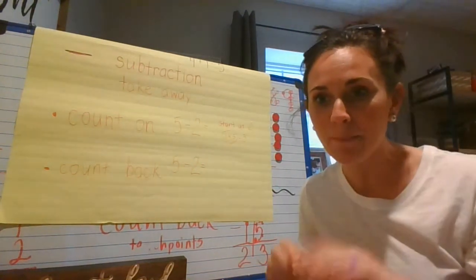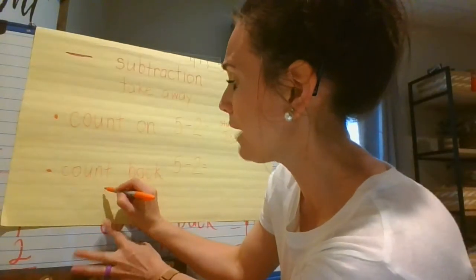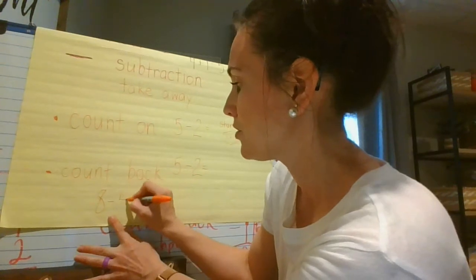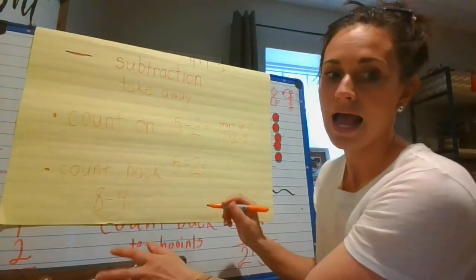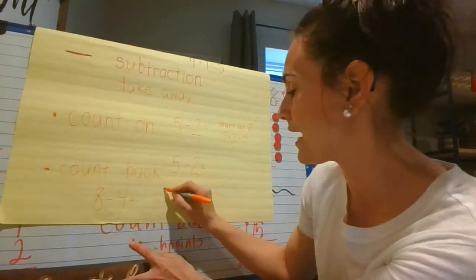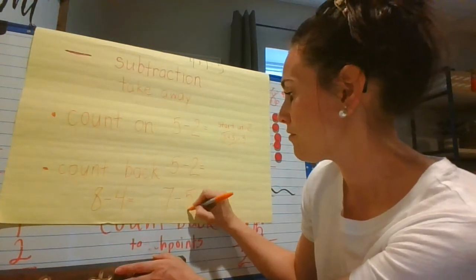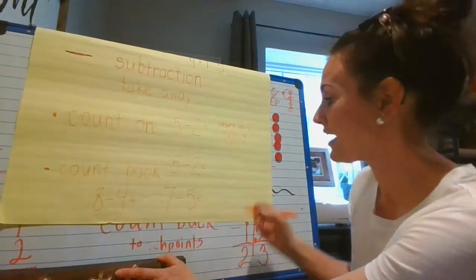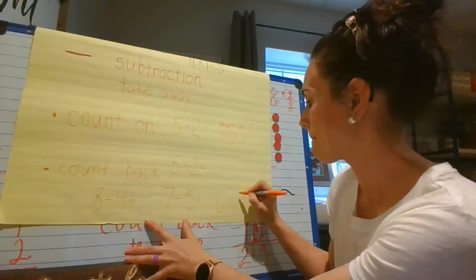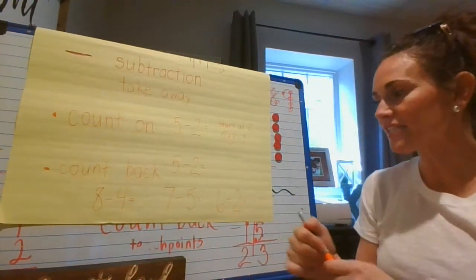I'm going to give you 3 number sentences. Are you ready? And you can test these out before next week. I want you to try 8 minus 4. I'm going to put our equal sign because that's finishing our number sentence. I want you to try 7 minus 5. And the last one I want you to try is 6 minus 2.